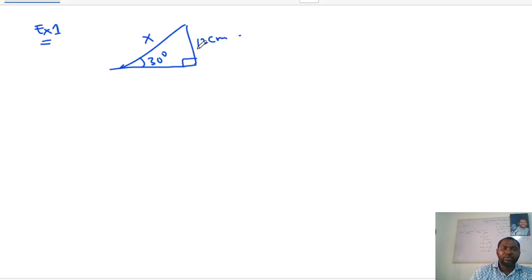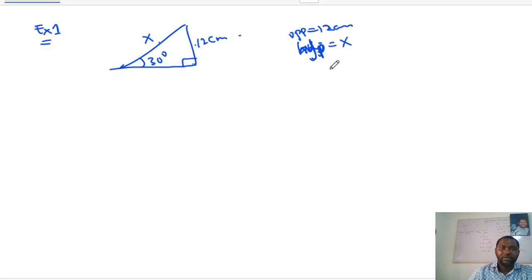All you need to do is to know what side each of these positions represents. This 12 centimeter represents the opposite, because it is facing the angle of interest. Then x here is the hypotenuse, not adjacent, sorry about that, because it is the longest side, or the side facing the right angle.